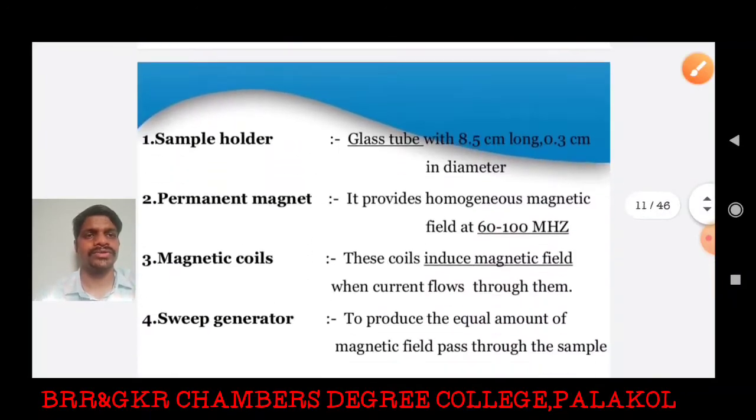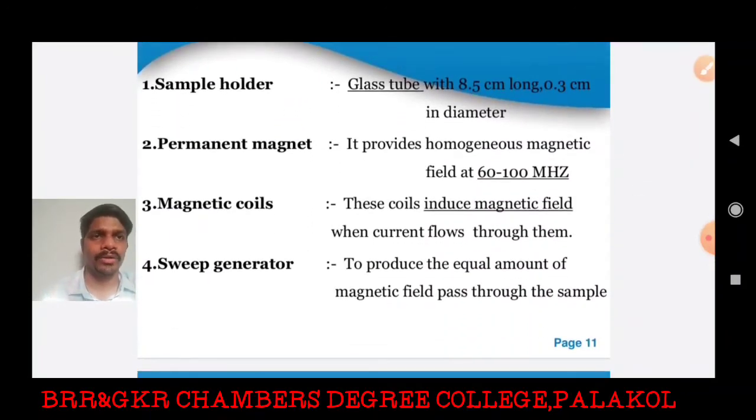Let us see what is the use of these components. In the sample holder, the sample holder is designed by using a glass tube, 8.5 centimeters long and 0.3 centimeters in diameter. Next one is the permanent magnet. It provides a homogeneous magnetic field at 60 to 100 megahertz. In FT NMR instruments, it exceeds 100 megahertz. In recently developed NMR instruments, it is nearly equal to 60 to 100 megahertz.